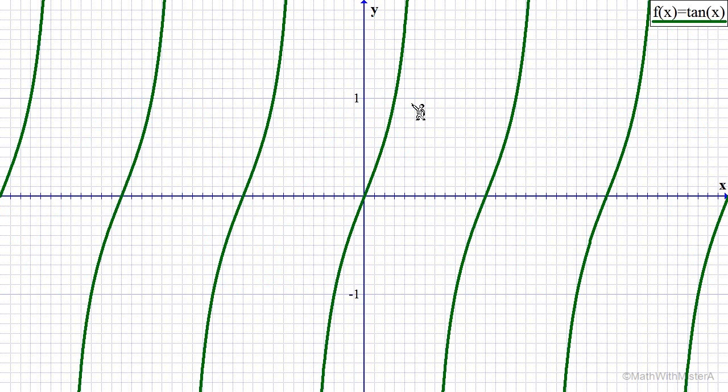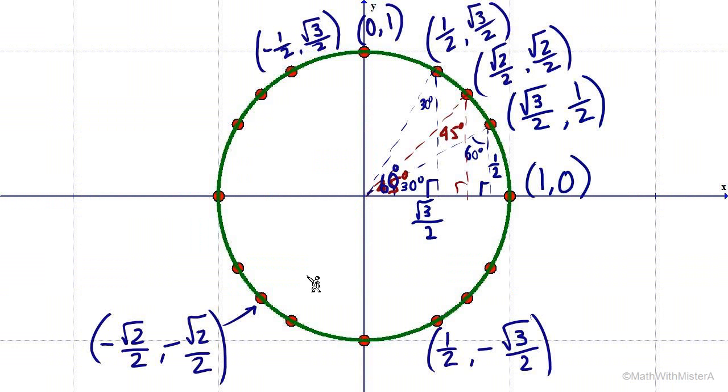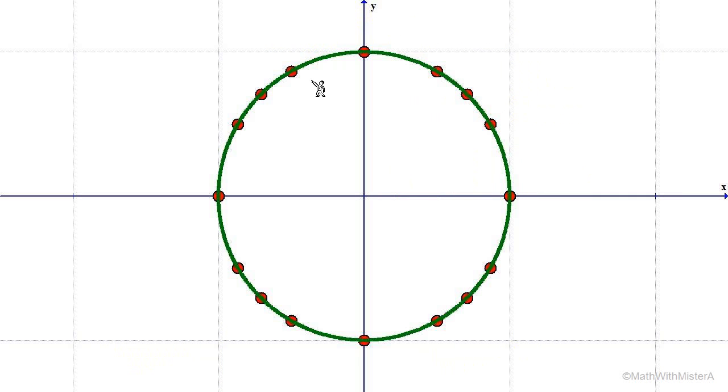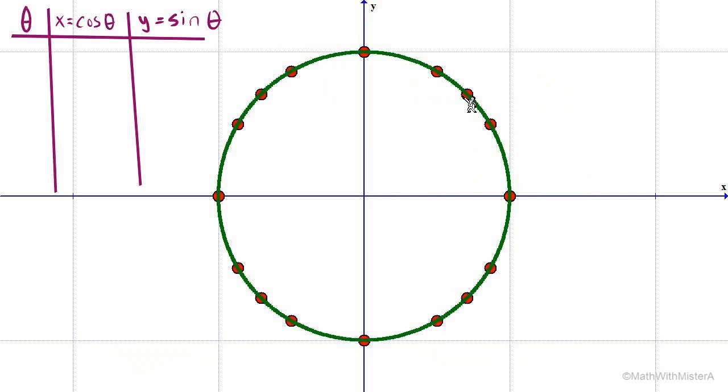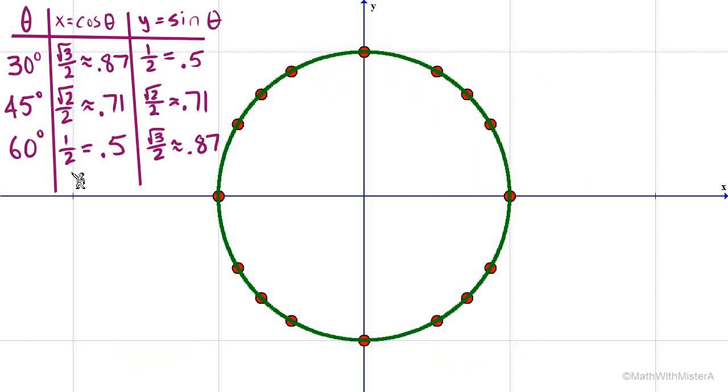While we're at it, we should take a look at the tangent graph and see this interesting shape. So let's construct this. We're going to start off by remembering these values on the unit circle, but when it comes to tangent, we're not interested in these coordinates x or y. Coming back to this unit circle diagram, let's recall what our main x and y coordinates were here in quadrant 1. At 30 degrees, 45 degrees, and 60 degrees, we had these values of cosine and sine.